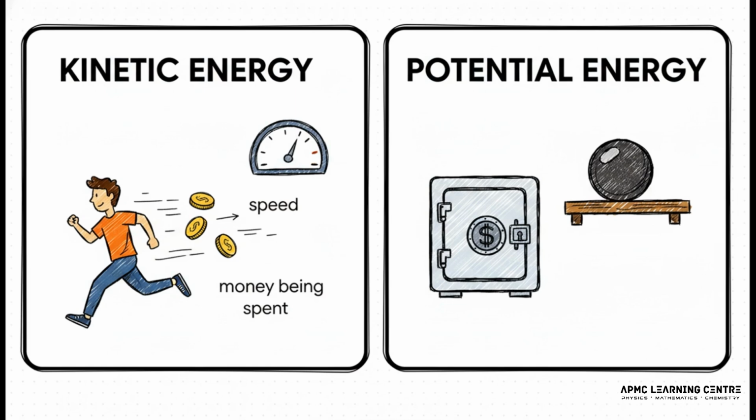So in our energy ledger, we've got two main accounts to worry about. First, you've got kinetic energy. That's the energy of active movement. It's all about speed. Then you've got potential energy. That's the stored stuff, the energy of position, which is all about height. You can think of it like this. One is money being actively spent, and the other is money just sitting in the bank.